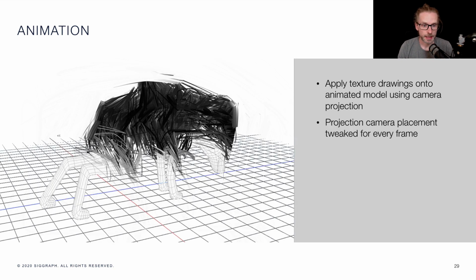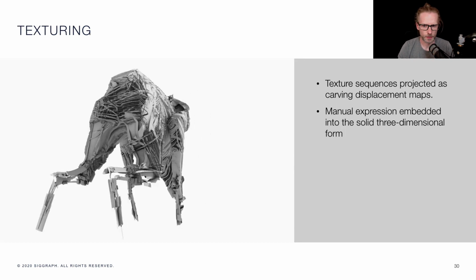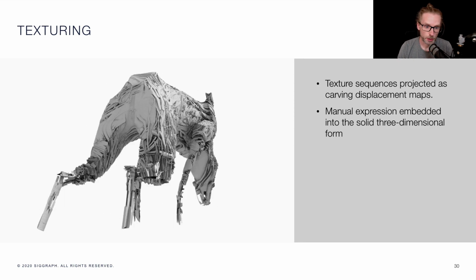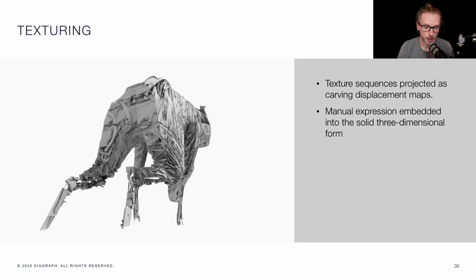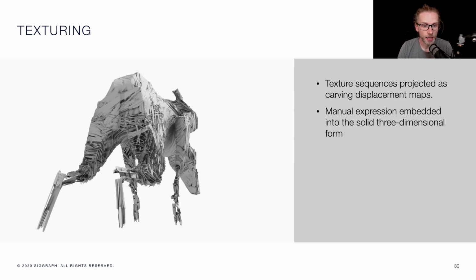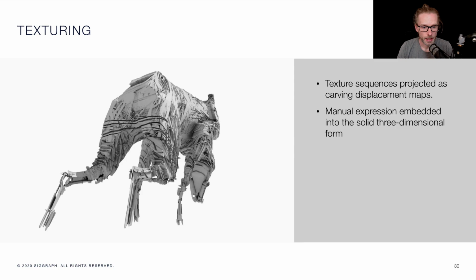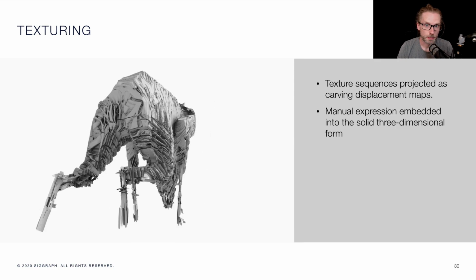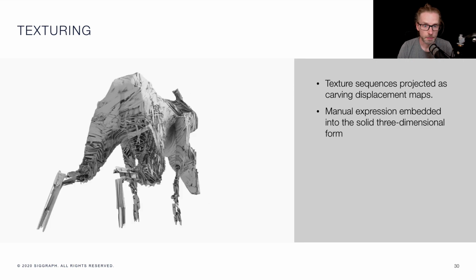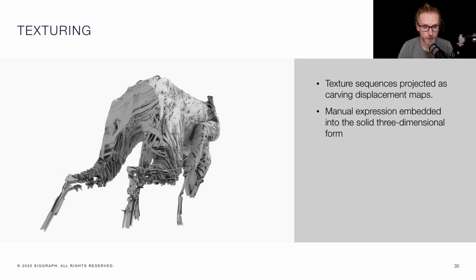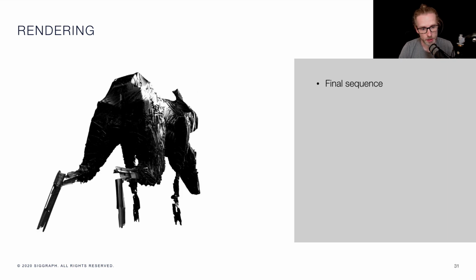Then the drawings were projected onto the animated model using camera projection. And the projection camera placement was tweaked pretty much for every frame. So again, this is a very direct, frame-by-frame approach. A very traditional one, you could say. And the textures, when they were projected or applied to the three-dimensional model, weren't applied the way you saw on previous slides. They were applied as carving displacement maps. This was a way in which the manual expression from the drawings was embedded into the solid three-dimensional form. And that was forming the final sequence, as you can see here.